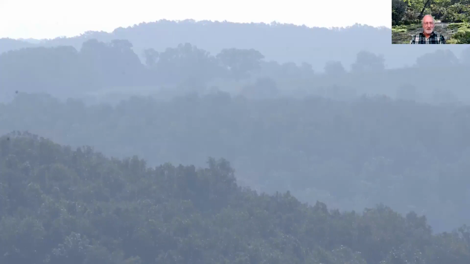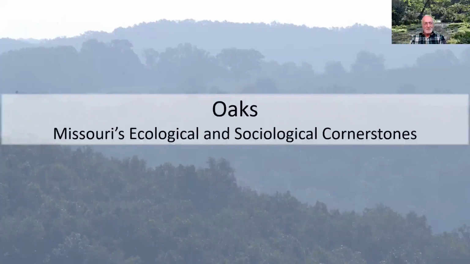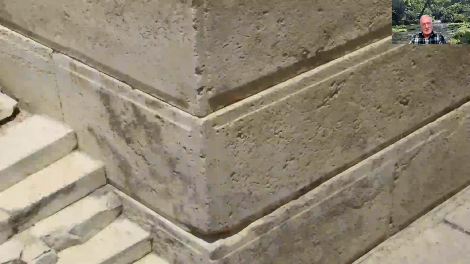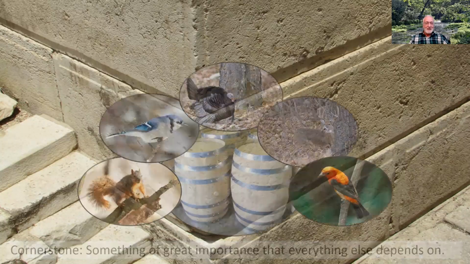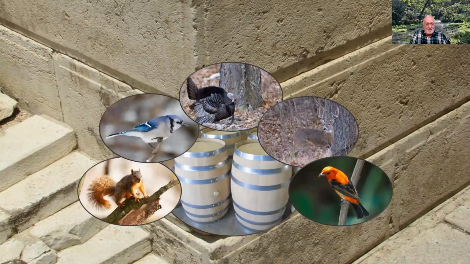Well, welcome to our first session, what I'm calling Missouri's ecological and sociological cornerstones. I think we all know what a cornerstone is, something of great importance that everything else depends upon. And that's a very good definition of our upland oaks here in Missouri, or across the eastern United States for that matter. Not only for wood products, but also for animals, large, small, and those that are in the air.